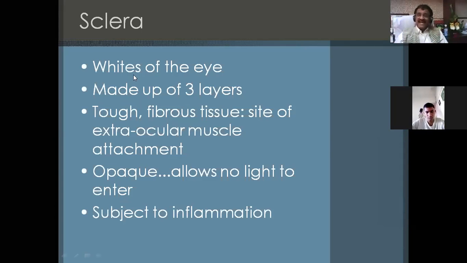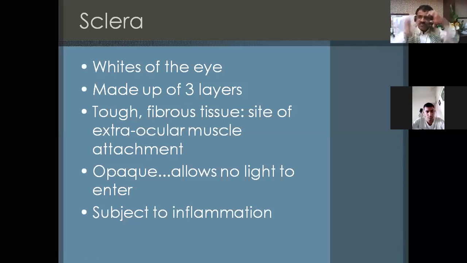It is the white of the eye. That means what you see in the eye, all white thing, is the sclera. It is made up of 3 layers. Cornea is made up of 5 layers. This sclera is made up of 3 layers. It is tough. It is fibrous tissue. And it is the site of extraocular muscle attachment. That means all those muscles which are coming to the eyeball as extrinsic muscles, they are inserted on the sclera.